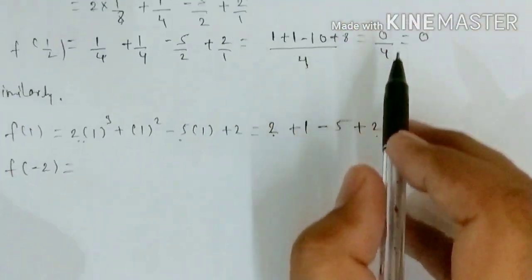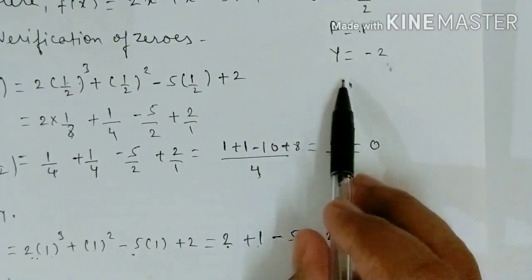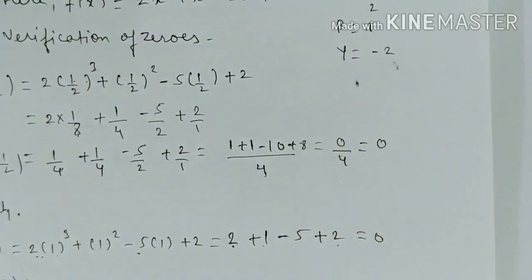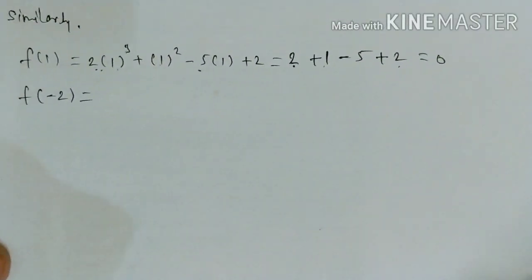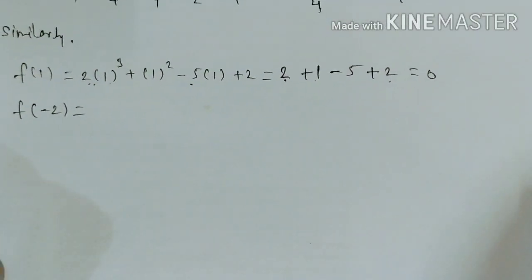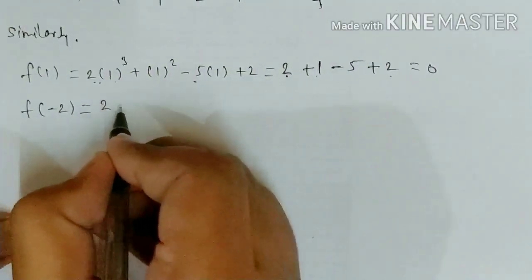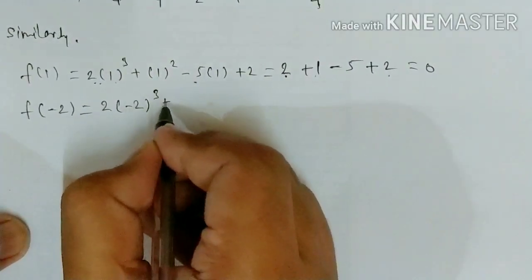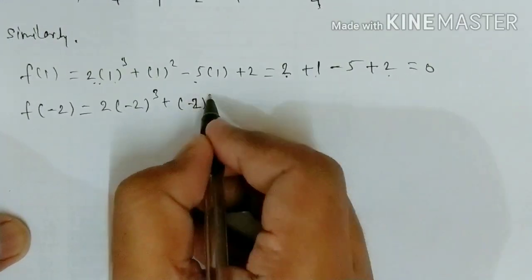You will try for gamma equal to minus 2. That is the third 0. We have to verify that it is a 0 of the given polynomial or not. Clear? So I am putting minus 2 at the place of x.